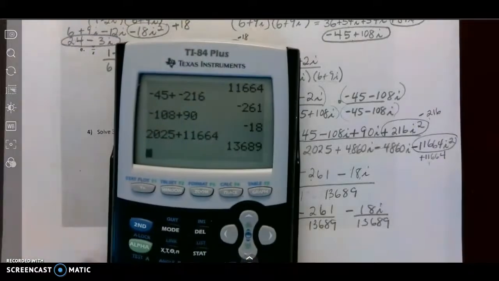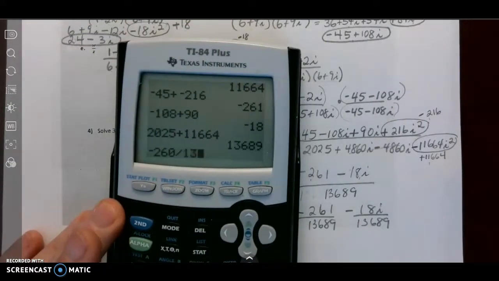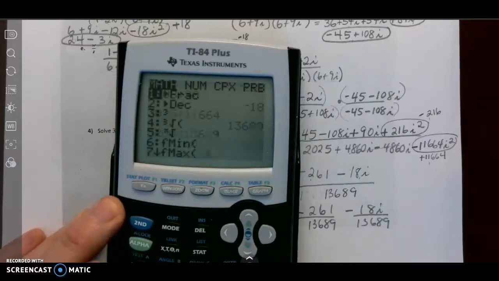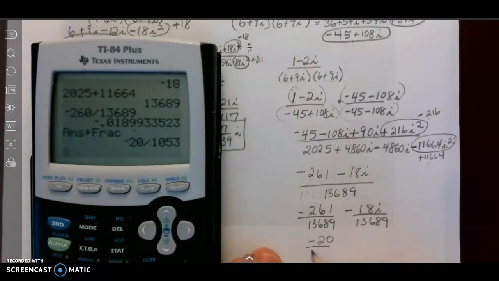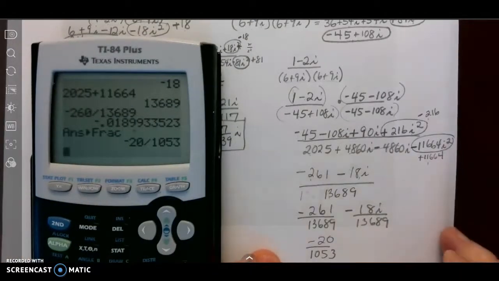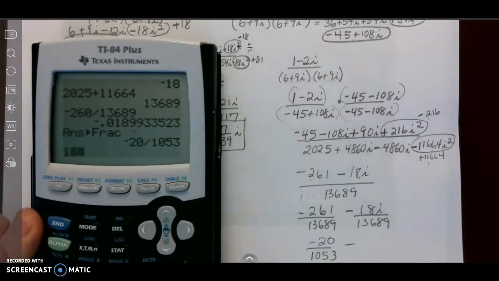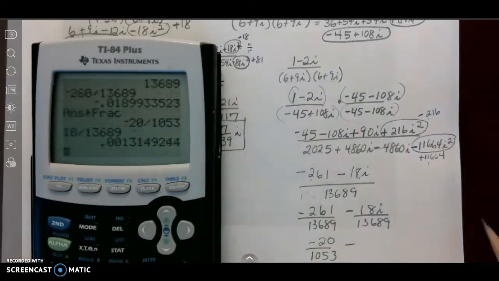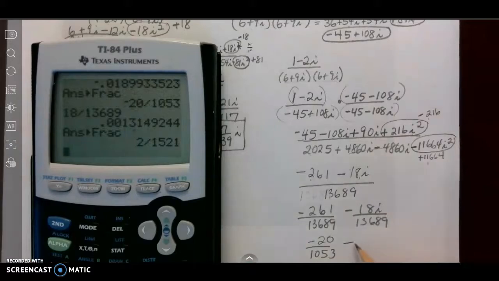Let's see. And I have negative 261 divided by 13,689. Math, enter. Yes, that's negative 20 over 1,053 minus, let's see what 18 over 13,689 is. Math, enter, minus 2 over 1,521i.